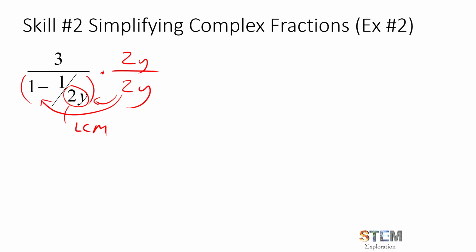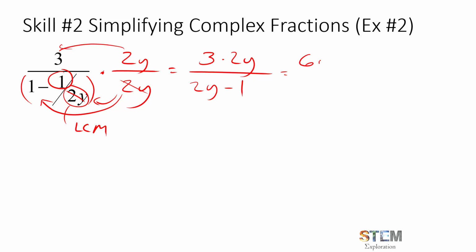Typically what happens here is that those cancel out, and what you'll get is 3 times 2y. That's our numerator. Now when we multiply 2y by 1, that's obviously going to give you 2y. And if we go 2y times 1 over 2y, those just cancel and give you the numerator left over, which is -1. So we can write this as 6y over 2y minus 1, and we get a really nice simplified expression.